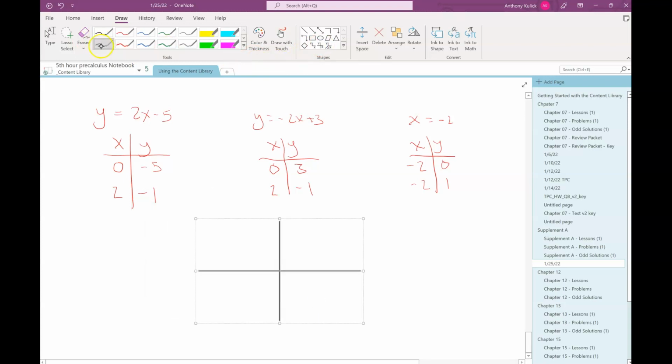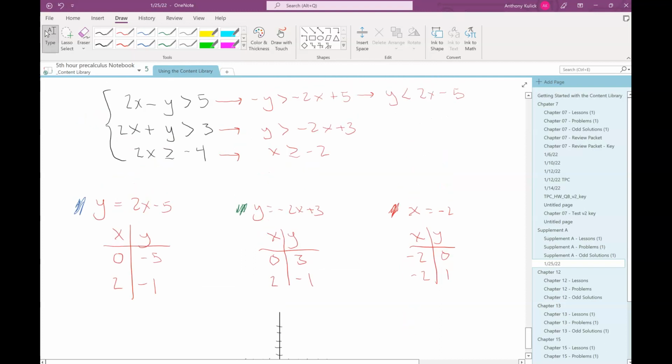All right, let's see here. 1, 2, 3, 4, 5 on each axis. And then we'll do blue and green and I guess maybe red. Okay. So 0, -5, and then 2, -1.